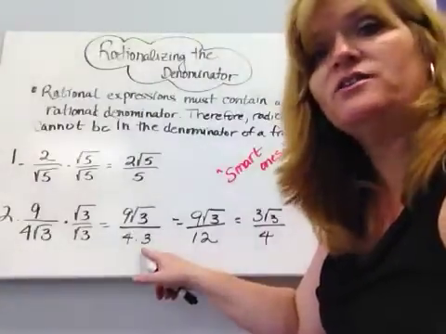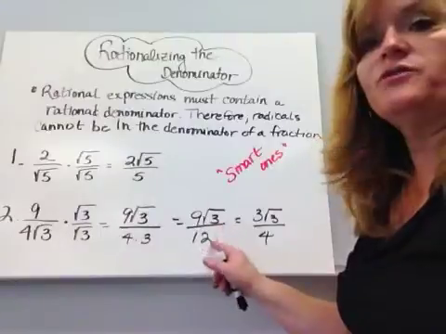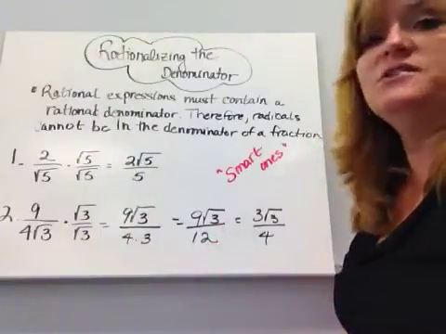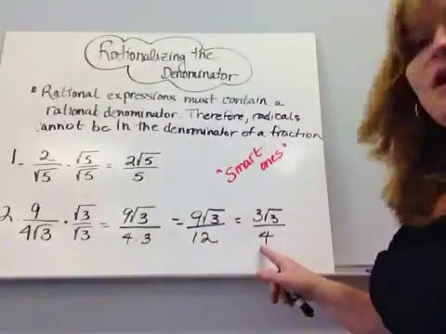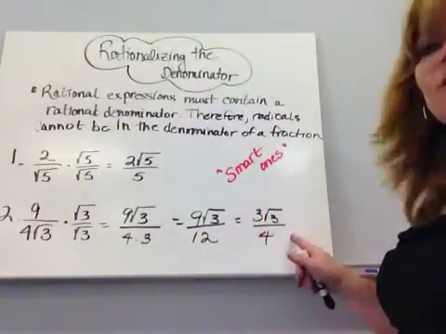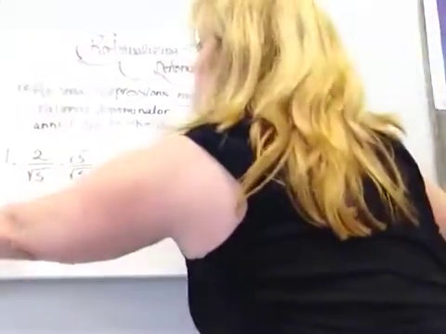So I did what I wanted to do. I want to get rid of the radical. So now my fraction is 9 radical 3 over 12. At the very end, you can simplify this, and as you can see, 3 goes into 9 3 times, 3 goes into 12 4 times, so my answer is 3 radical 3 over 4. All right, let's try a couple more examples.